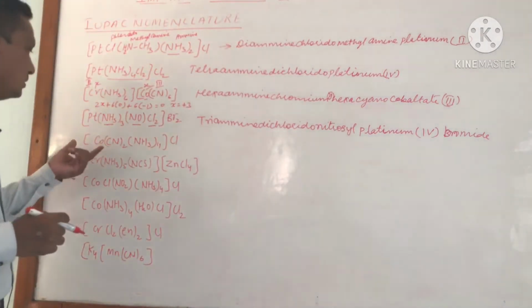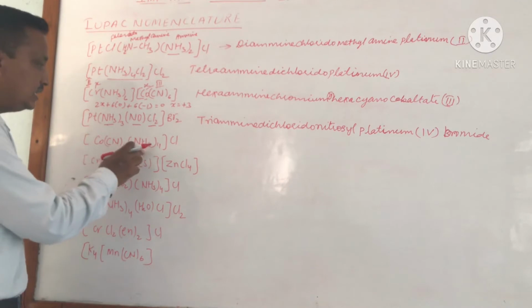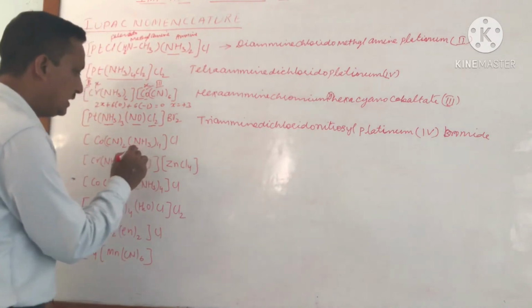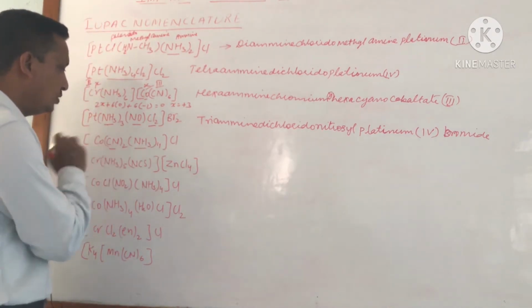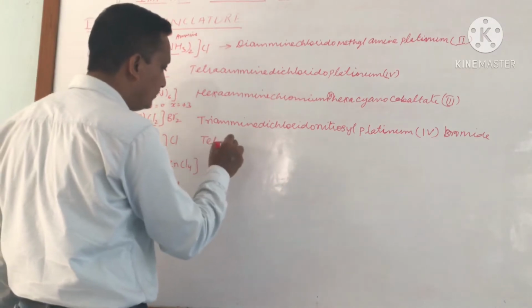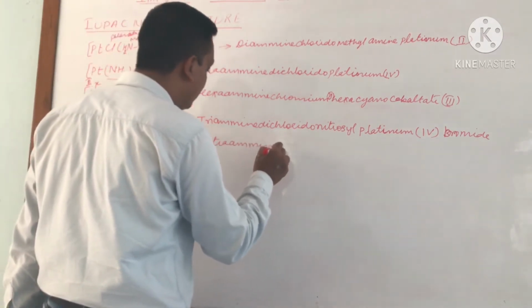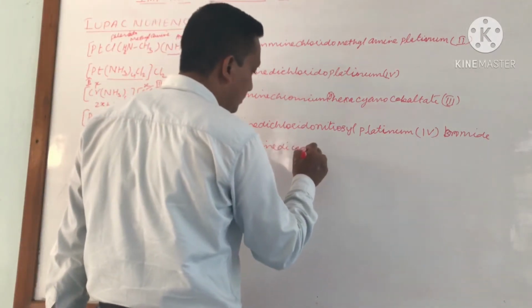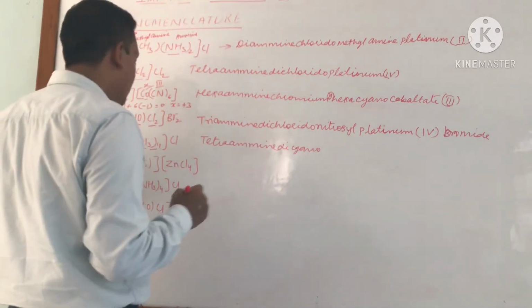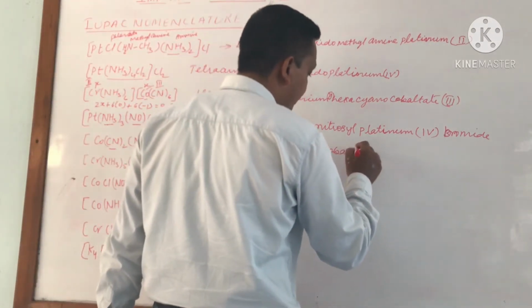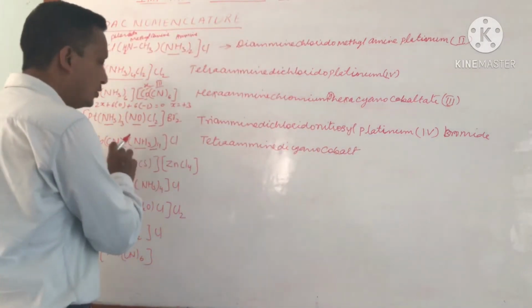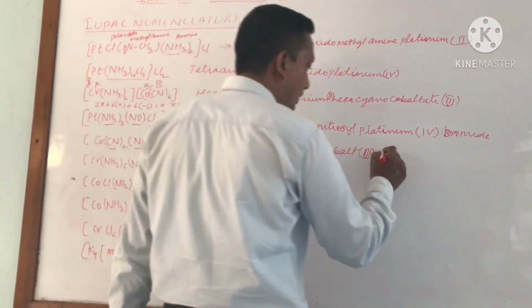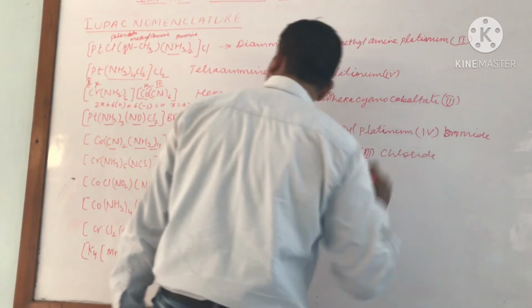Okay, so next complex we are taking, [Co(CN)2(NH3)4]Cl. How can we write the name? Alphabetically amine would be preferred first, then cyano, so it would be tetraamine, then dicyano and cobalt, and the oxidation state of cobalt in this complex would be third. So cobalt(III) and then chloride. So this would be the name.